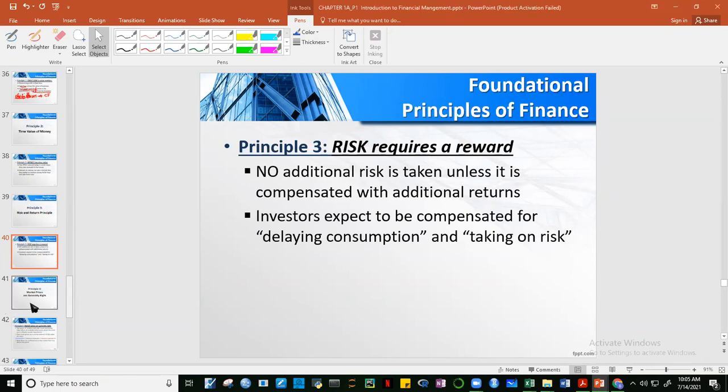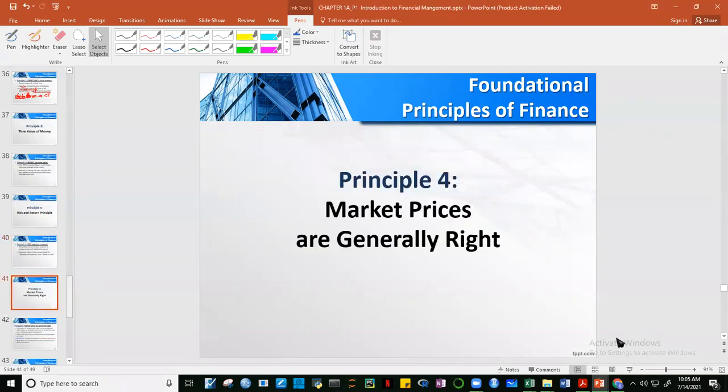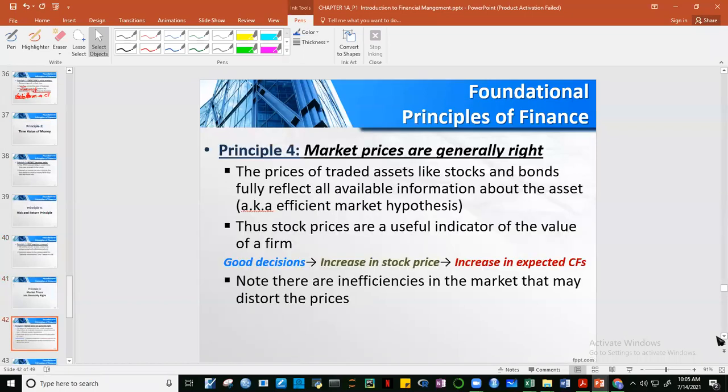Okay, principle number 4 is, ito yung sinasabi natin kanina, guys, market prices are generally right. This is the efficient market hypothesis, EMH. So it tells us that market prices are generally right. Ibig sabihin, the prices of traded assets like stocks and bonds, lahat na ng available information about the asset are already reflected in that price. So that's what we call the efficient market hypothesis. Therefore, stock prices are a useful indicator of the value of a firm.